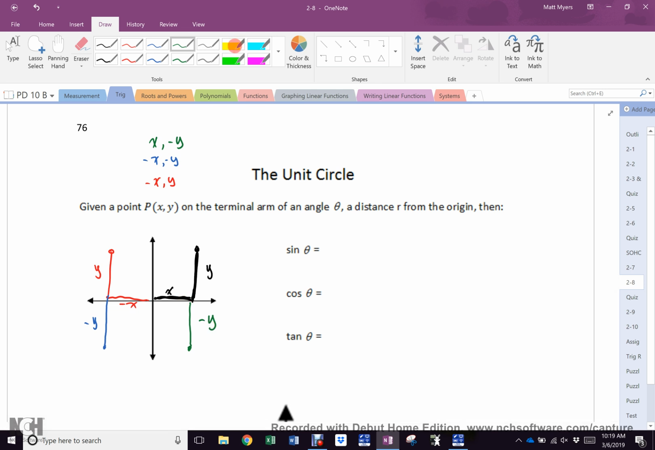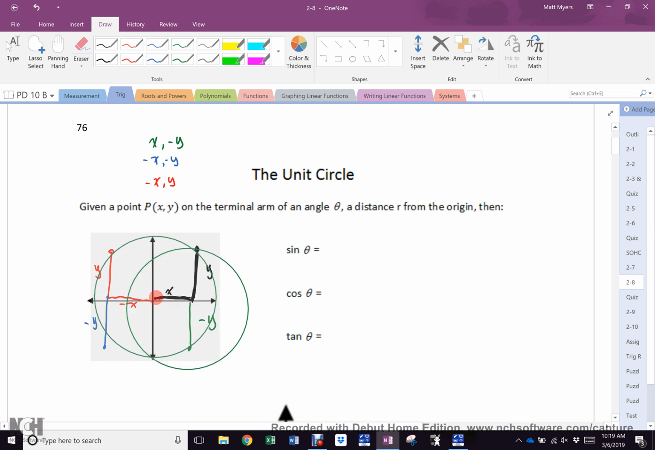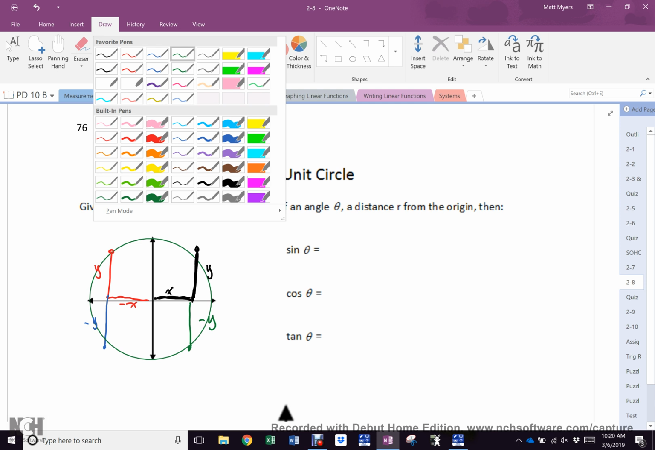Now, if this distance and this distance and this distance and this distance and this distance are all the same, then what shape would I make if I connected them? I would make a circle, yes? Now, of course, it's not exact. Why? Because I didn't measure, but everyone's cool. Agreed? Now, observe.